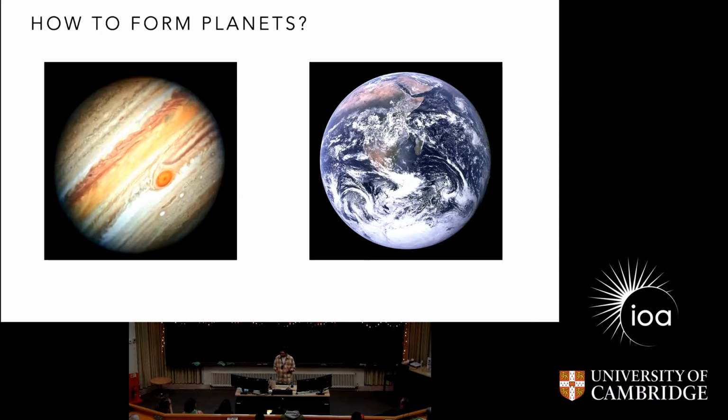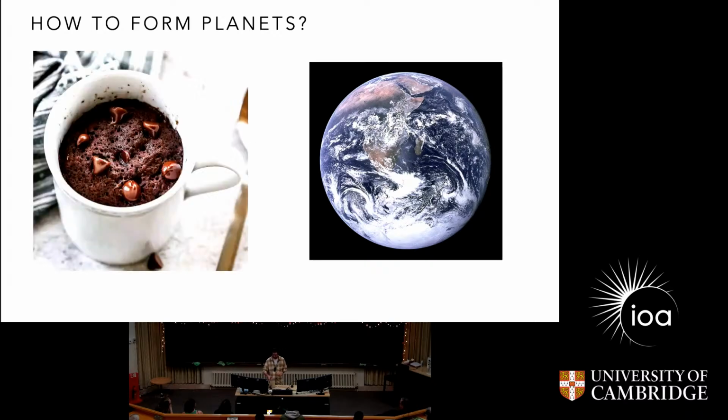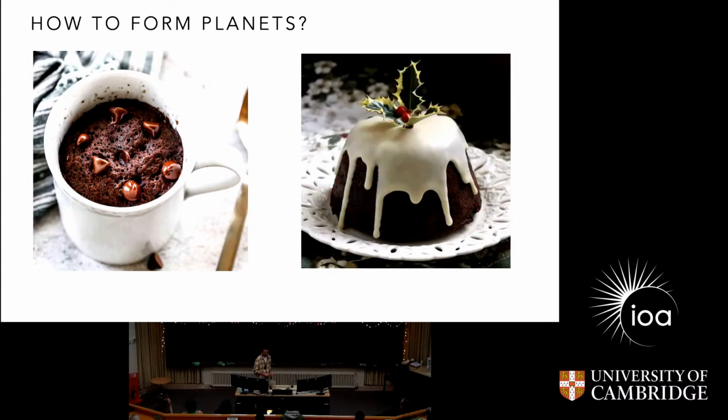And in particular, I think that forming a Jupiter-like planet is very similar to baking a mug cake, and you will understand why later. And forming a planet like the Earth is like preparing a Christmas pudding. And now I will try to convince you that this is the case. Probably preparing a mug cake or a Christmas pudding at home is easier compared to forming Jupiter and the Earth, but you can try if you want. I'll give you the recipe now.